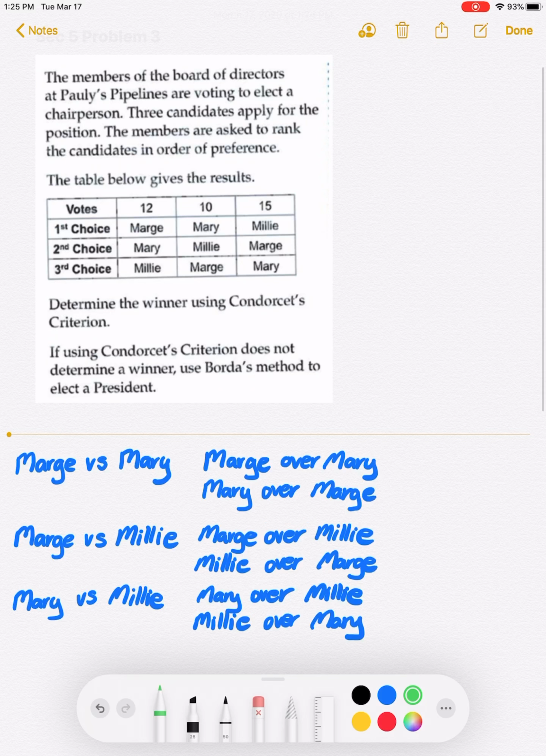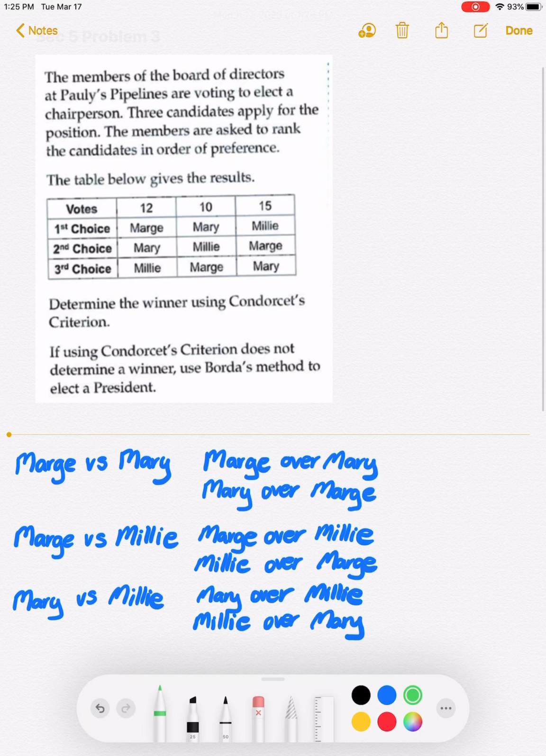All right, hello everybody. This is problem number 3. We have another election, this time for a chairperson. And we have 3 candidates, Marge, Mary, and Millie. Why they chose these names completely escapes me, but we are asked to find the winner using Condorcet's criterion, and if that doesn't work, to use Borda's method.